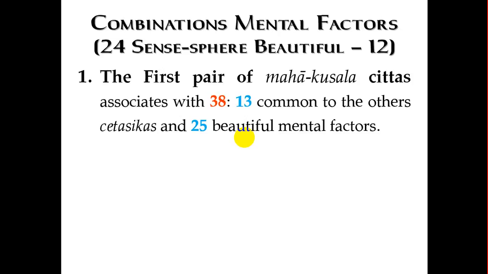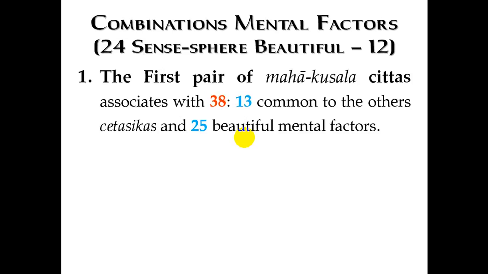Since we are dealing with wholesome, beautiful citta, that means beautiful citta are not associated with ugly citta. The 40 unwholesome mental factors are ugly mental factors. So these 24 are not associated with the 40 unwholesome, but they are associated with the rest. Therefore, the first pair of Mahakusala citta is associated with 38. Among the 52 mental factors, we have to exclude the 40 unwholesome mental factors.